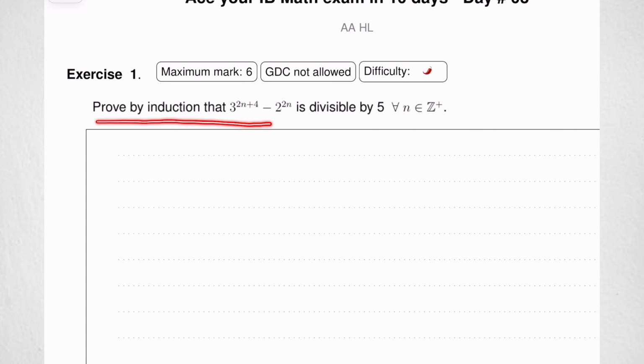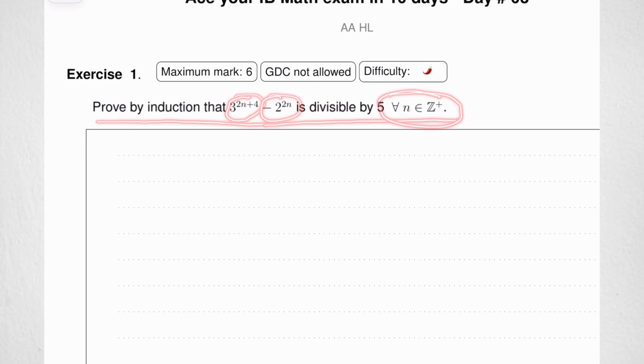An induction proof exercise, but this is an induction proof that involves divisibility, which is not the hardest type of induction proof. Now, if you want to dive deep into induction proofs, there are many more videos on induction proofs in this channel. Now let's tackle exercise number 1. We need to prove by induction that 3 to the 2n plus 4 minus 2 to the 2n is divisible by 5 for all positive integers.